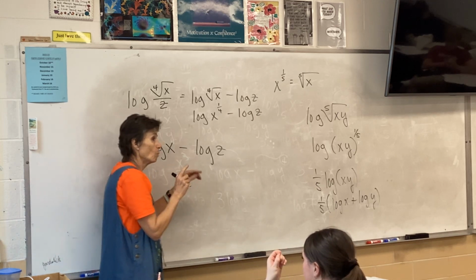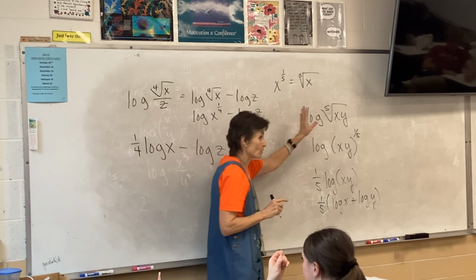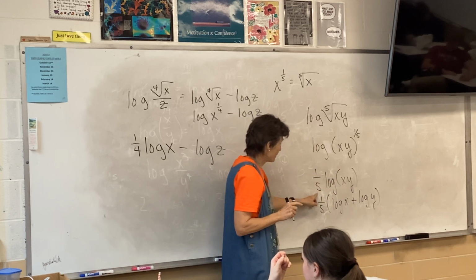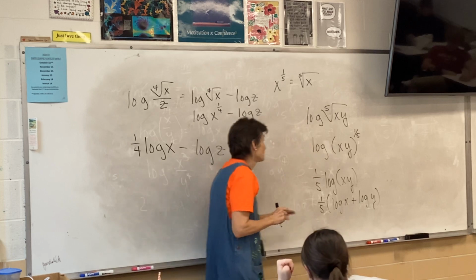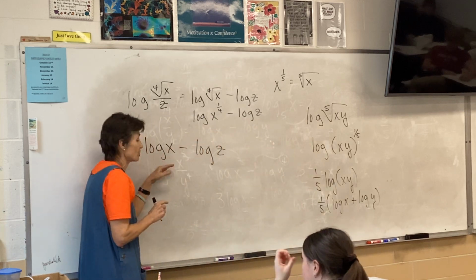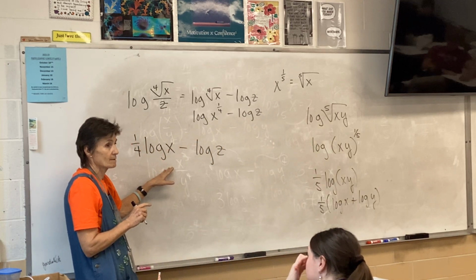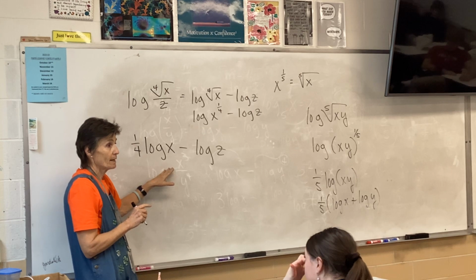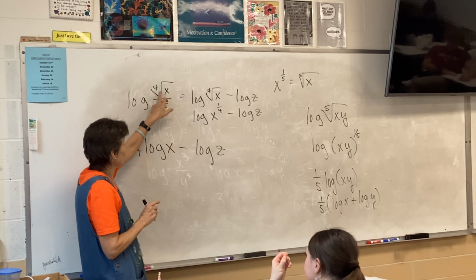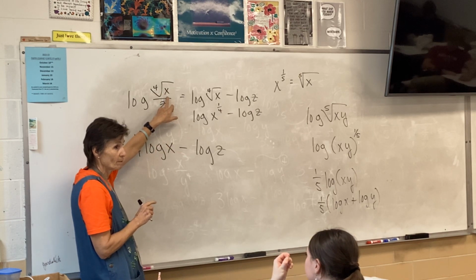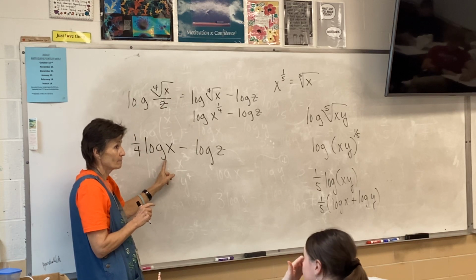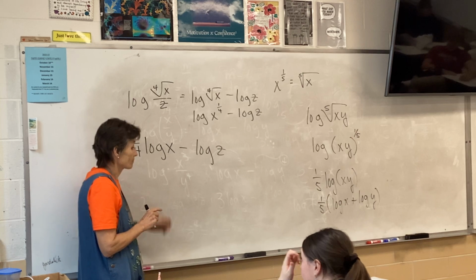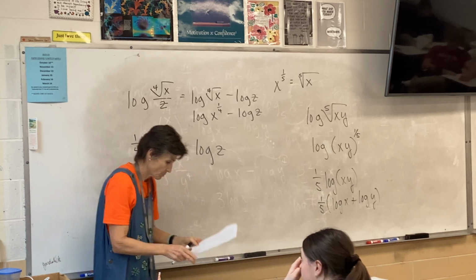Now, why is it that over here, the 1/5 went with both logarithms, but here, the 1/4 only goes with the x? Because the fourth root only goes with the x in this problem, so the 1/4 has to be just with the x. Nice work, folks, nice work.